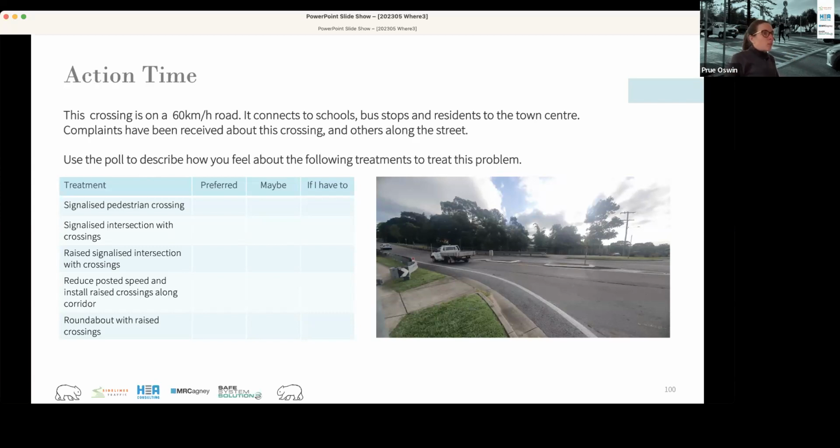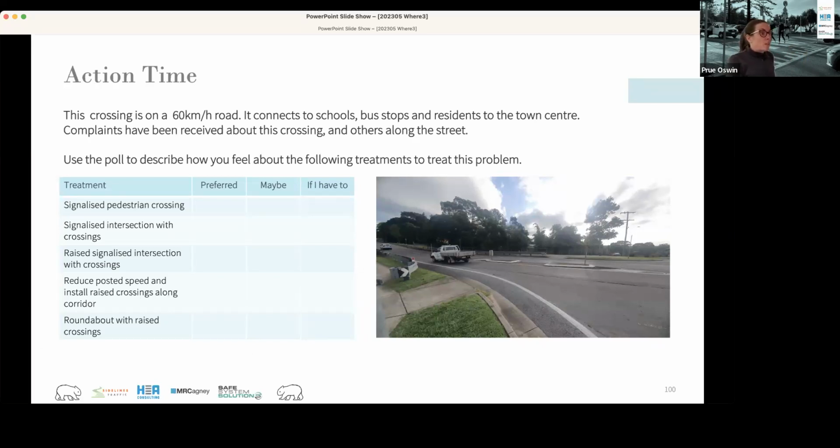Raised signalised intersection with crossings. It's probably the highest so far with preferred. If we do raise the intersection, then we get that benefit of reducing the vehicle speeds as well. So addressing that risk that Bridget talked about yesterday, if someone makes a mistake at a signalised crossing, then it's less likely to result in a fatal or serious injury if it's raised. The previous one assumed it was not raised, so this one would be a raised one. So I should just write raised there.